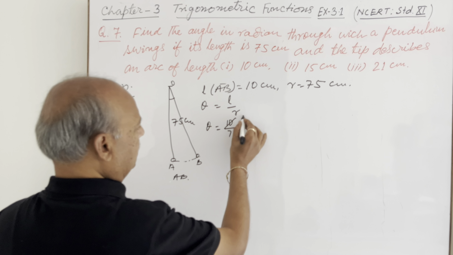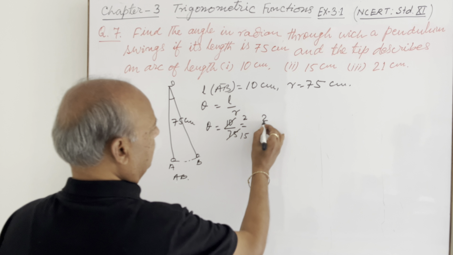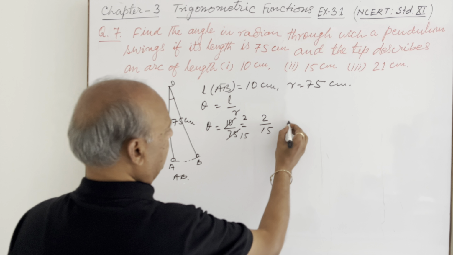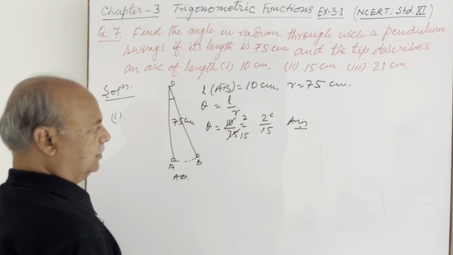5 2s are 10, 15 times. So we are getting here 2 by 15 radian. This is the answer of first part.